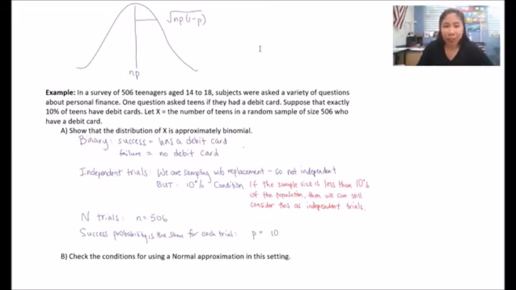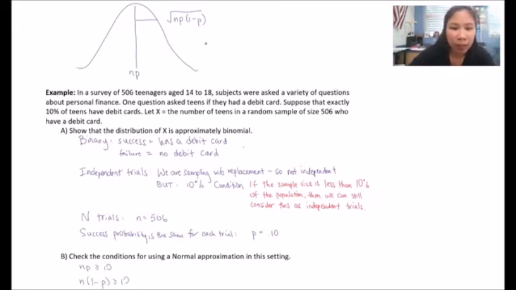Okay, so we've checked all the conditions for this situation to be binomial. Part B: check the conditions for using a normal approximation in this setting. For a normal approximation, we have to check the large counts condition, which is that n times p has to be greater than or equal to 10, and n times 1 minus p also has to be greater than or equal to 10.